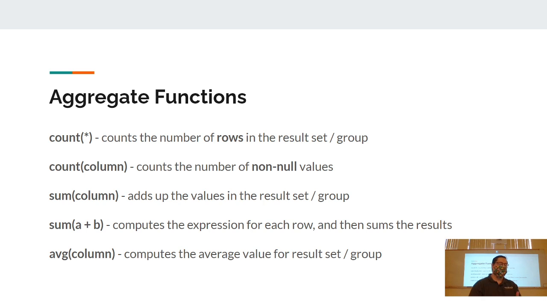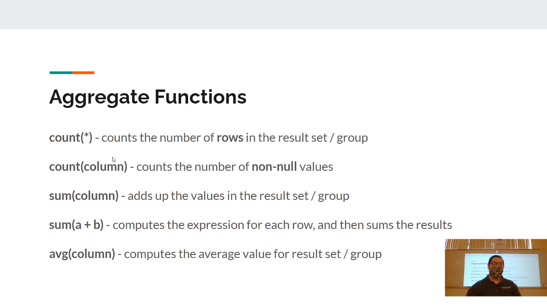So let's talk about those aggregate functions. You kind of saw them in a few of the examples already, but I want to explain what some of those are. So if you say count star, it counts the number of rows in the result set or the group, right? So if I just say count star with no grouping, it would say, okay, there's 20 records in your result set. That's how many you would have, but you end up with just one record that says the count.